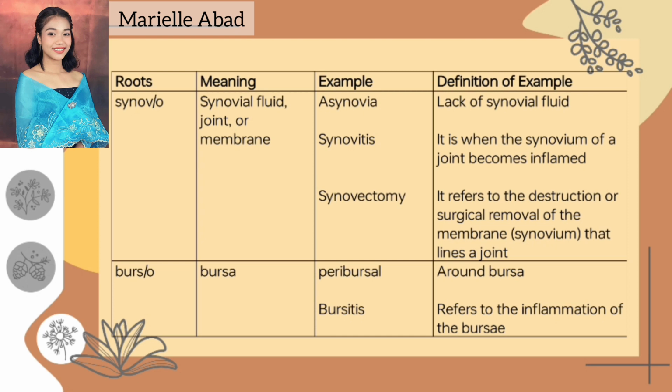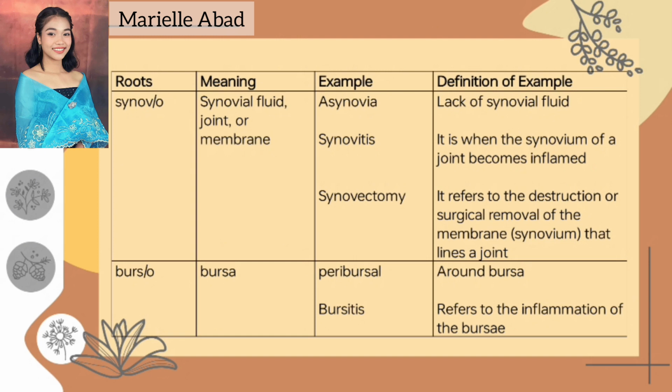Hello everyone, my name is Mariel Abad and I am tasked to discuss two medical terminologies. Number one, we have synovo or synovia, a synovial membrane sheet around the tendon. Number one example of this is synovitis, and the suffix used here is itis, which means inflammation. So synovitis is simply the inflammation of the synovial membrane.